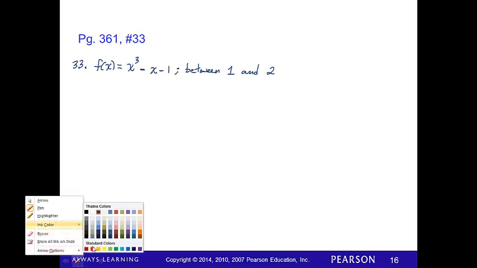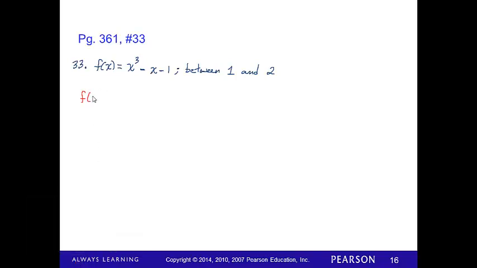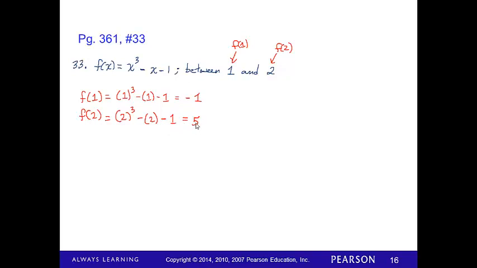The first thing we're going to do is find f of 1. That's 1 to the third power minus 1 minus 1, which should be negative 1. And then you want to find f of 2. That's 2 to the third power minus 2 minus 1, which is 5.